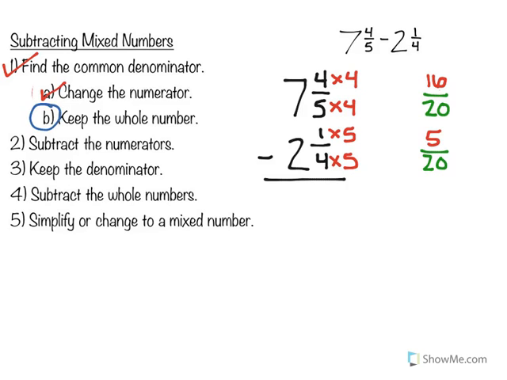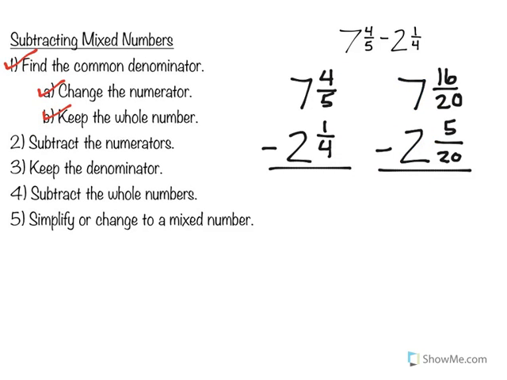And don't forget that when you are changing to find a common denominator, the whole numbers never change. So make sure that you just bring those over like they were with the original fractions. The next step that we have to think about is subtracting the numerators. So I'm going to take 16 and subtract 5. And that gives me 11. Now I want to keep the denominators. So because my denominator was 20, it is going to stay the same down in the answer.